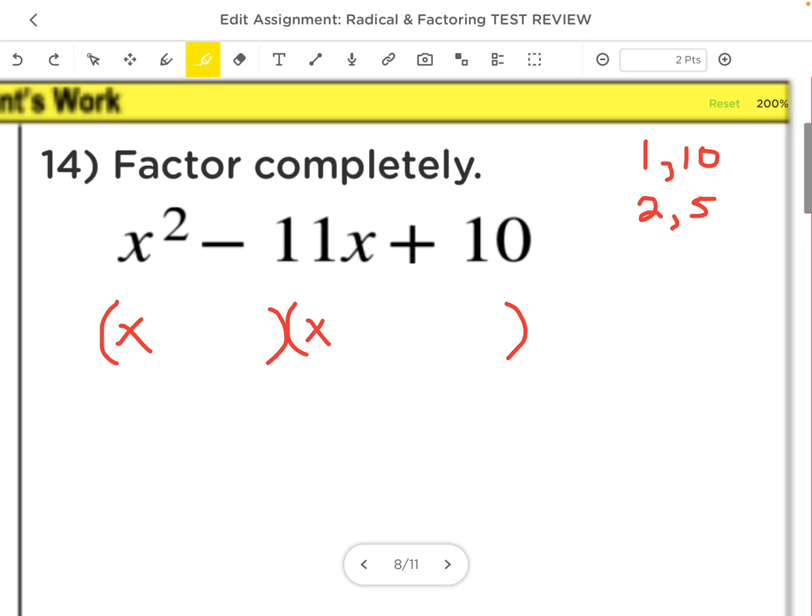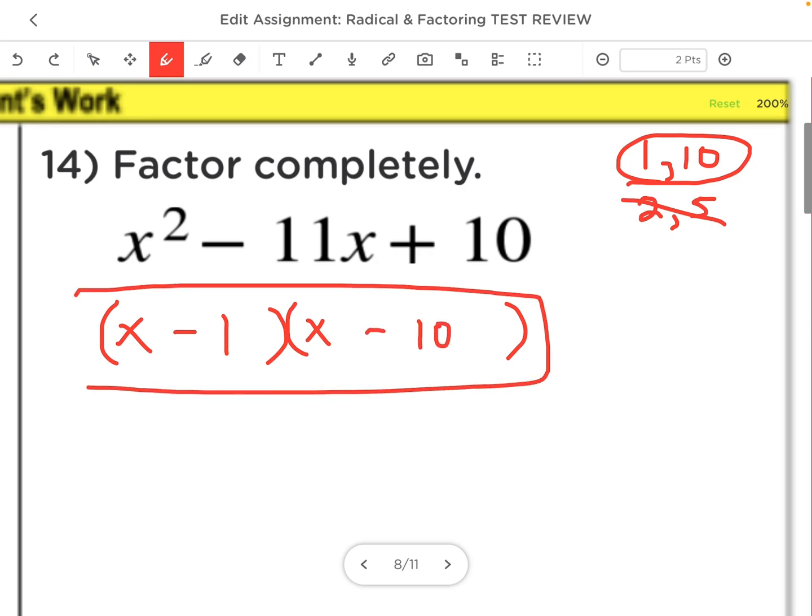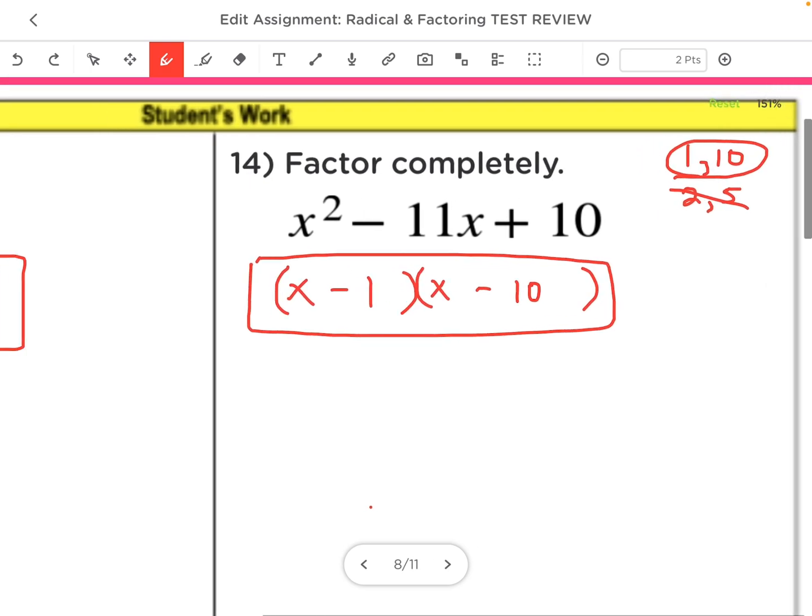But how do I know which ones are the magic numbers? Remember, I have to get negative 11 from them. Well, I cannot get negative 11 from 2 and 5. However, I can get negative 11 from 1 and 10 if I had negative 1 and negative 10. And therefore, this factors into x minus 1 times x minus 10.